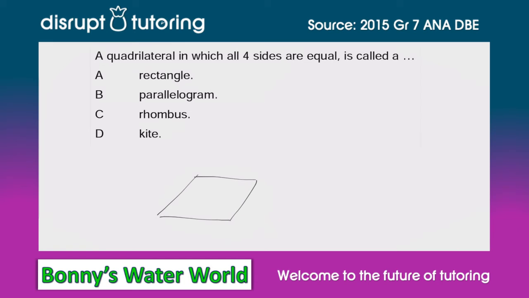Then moving on to our rhombus, we know a rhombus looks something like a parallelogram. It's a slanted square, and we know each side of the rhombus is the same length. So it's a square that is slanted, and therefore this is the shape that they're looking for. So C would be the correct answer for this question.